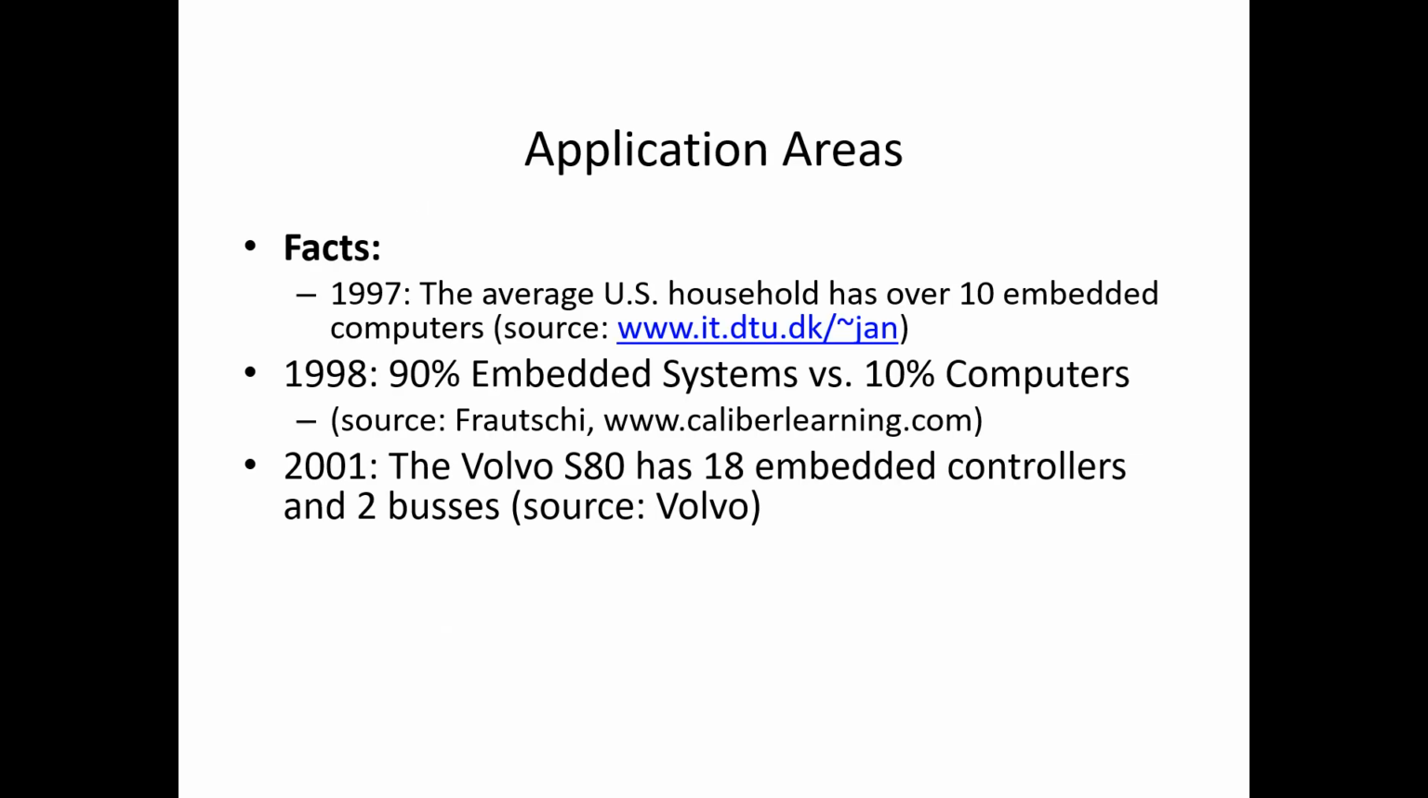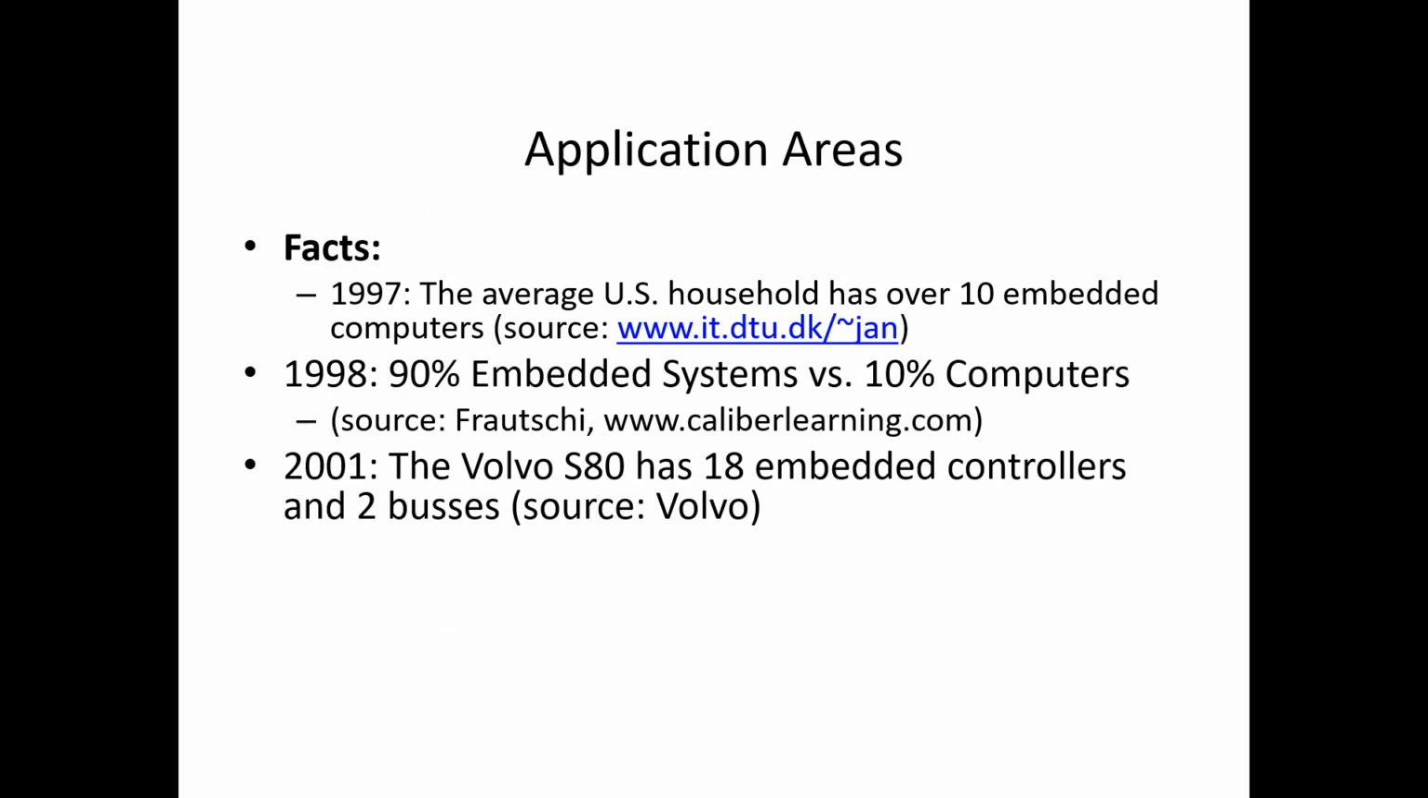In 1997, the typical US household contained more than 10 embedded computers. These embedded systems were integrated into various household devices, enhancing their functionality and efficiency. In 1998, embedded systems dominated the computing landscape, making up 90% of all computing devices, while traditional computers accounted for only 10%. This shift highlighted the growing importance of embedded technology in everyday applications.